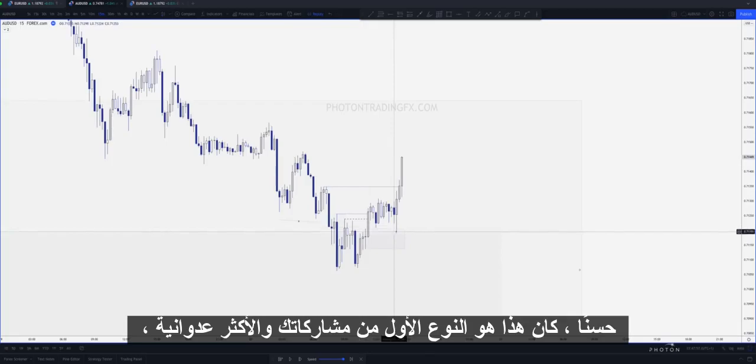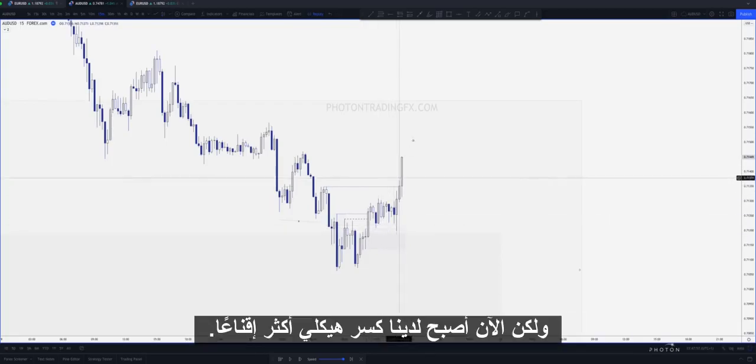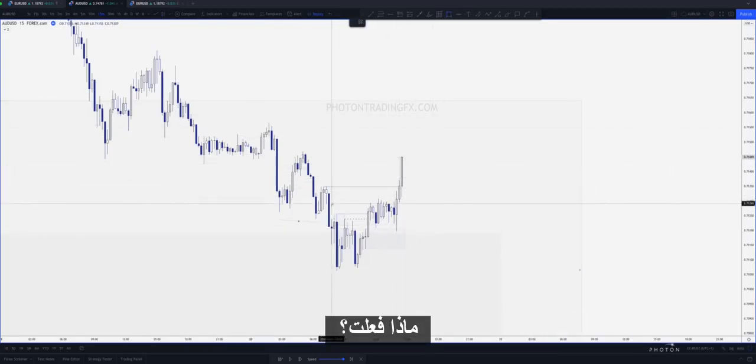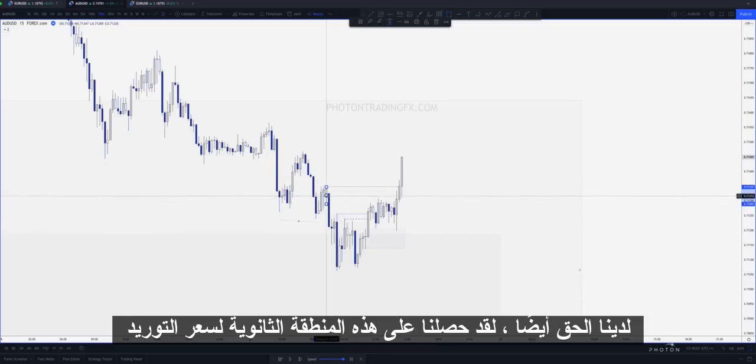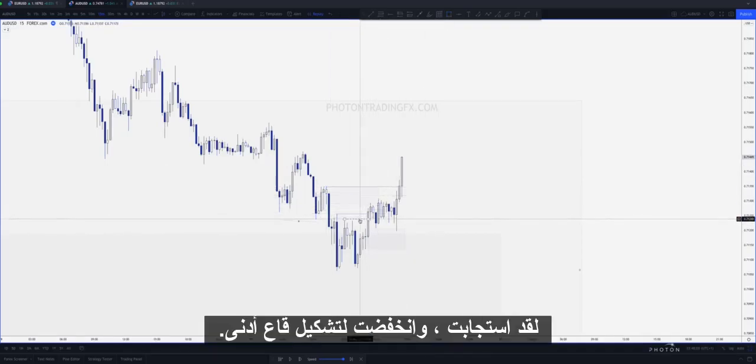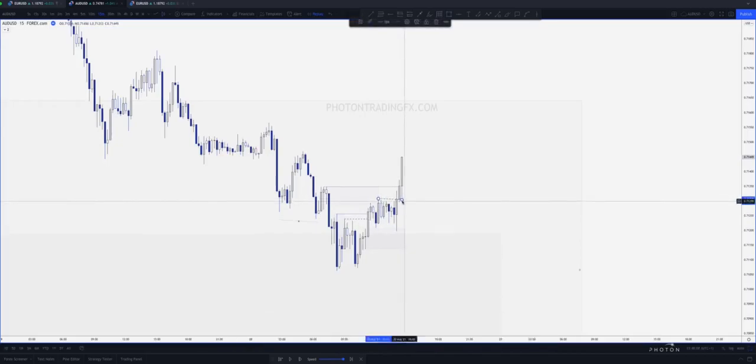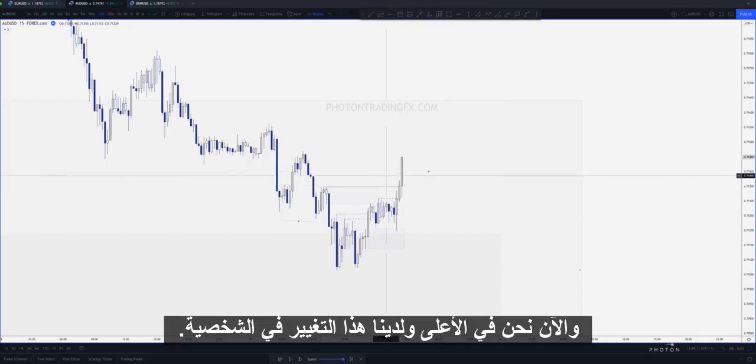All right, so that was your first entry, the more aggressive one, but now we've had a more convincing break of structure. What else did we also have, right? We had this minor area of supply, price came into it, it reacted, it failed to form a lower low, we broke up above the reaction, right? And now we are up above and we have that change of character.